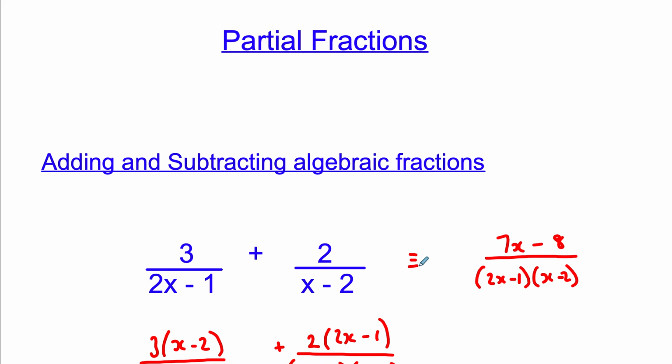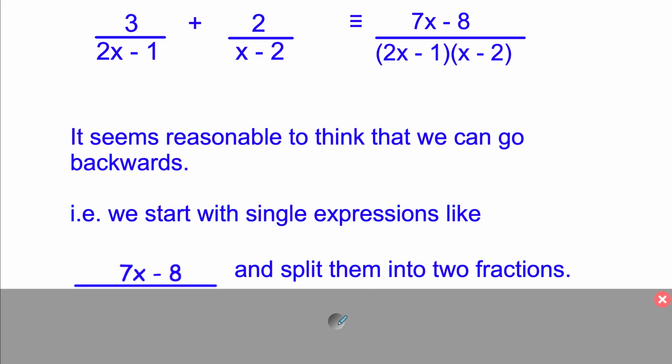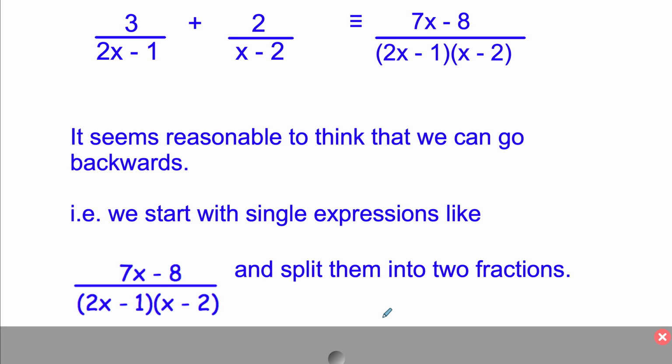Now that's actually a really important result, because we've only ever gone from something like the left hand side to the right hand side, but splitting into partial fractions is all about going from something that looks like the right hand side and making it become something like the left hand side. So writing the question the other way around, going back to front. We would start with, like I said, 7x minus 8 or some other fraction that looks in this kind of form, and be able to split it into the two fractions.